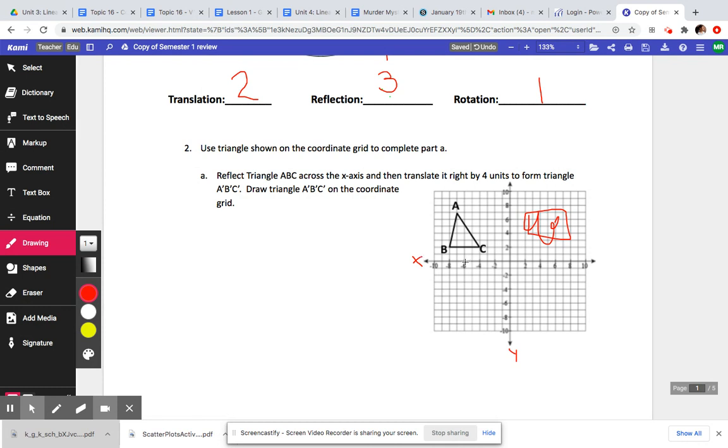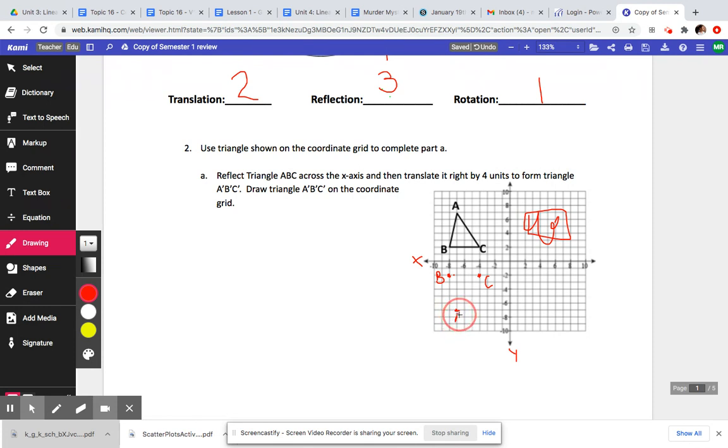Let's do our reflection first. If you remember reflection, you start at the x-axis because that's what we're reflecting across, and just count how many points are away from the x-axis. Let's do B. B is 1, 2 away from the x-axis, so we'll go down 1, 2 to reflect it. So our new B is here. C is also 1, 2 away, so we'll drop down 1, 2 to reflect it across the x-axis. So there's C. Now A. A is 1, 2, 3, 4, 5, 6, 7, so we'll drop down 1, 2, 3, 4, 5, 6, 7, and there's your new A.